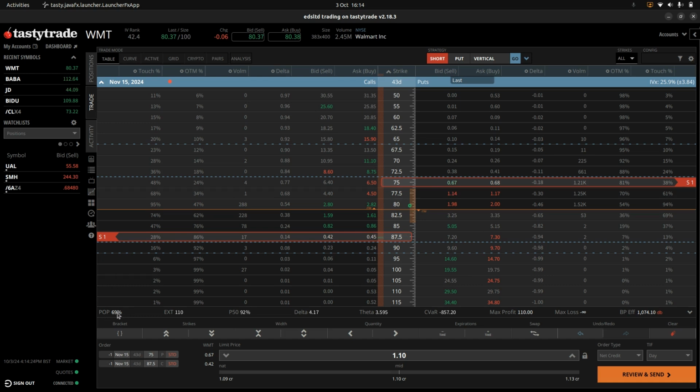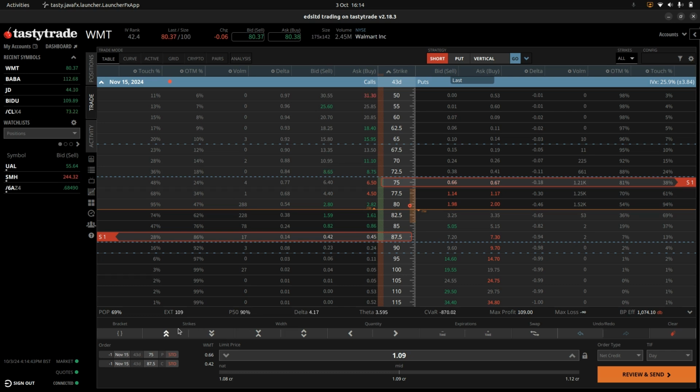As you can see here, we've got a 69% chance of turning a profit on this trade, very high probability. And if we wanted to actually get out of this position at 50% of max profit, we've got a 90% chance of that happening. So very, very high probabilities.